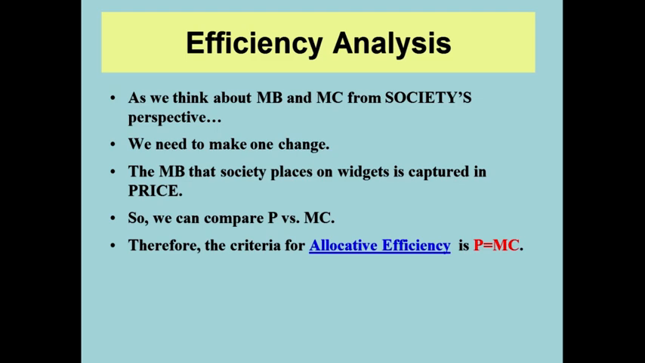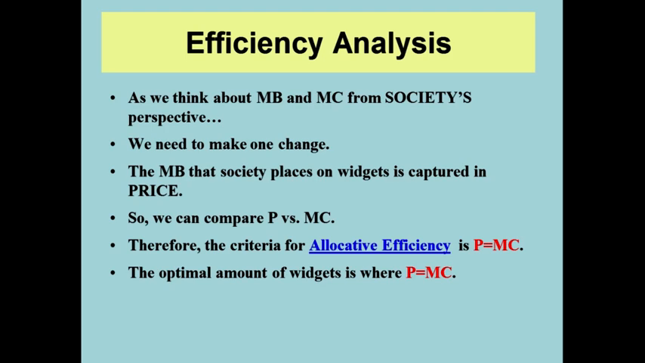Therefore, the criterion for allocative efficiency is simply price equals marginal cost, right? It's a version of marginal benefit equals marginal cost, but it's going to be price equals marginal cost. So all we've done is substituted in price for marginal benefit. All right, that's easy. This is an easy concept as well. So again, the optimal amount of widgets to produce is going to be where price equals marginal cost.